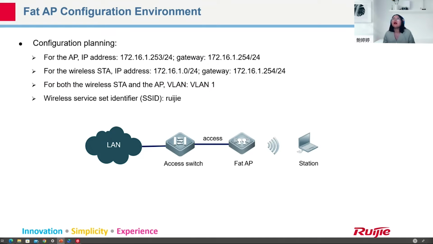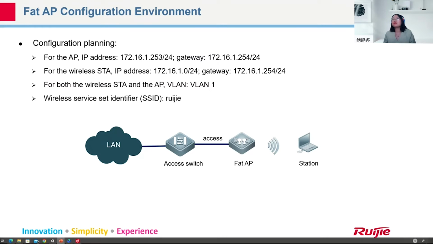172.16.1.253 and slash 24. The gateway is 172.16.1.254. And for the wireless station, the IP address is in the same segment as the FAT AP, and the gateway IP address is the same as the FAT AP's. Pay attention. If the FAT AP needs to forward traffic out, we also need the gateway. This is a default next hop to forward the traffic between different segments. And this applies to both the wireless station and the AP.